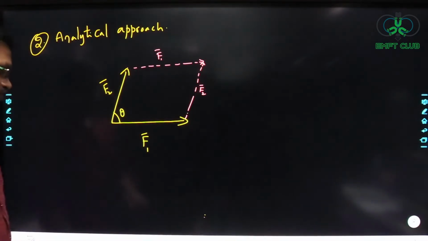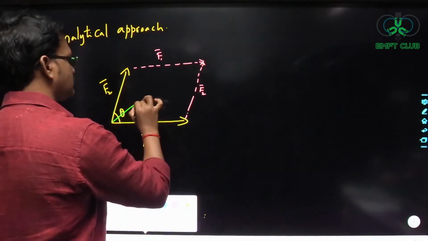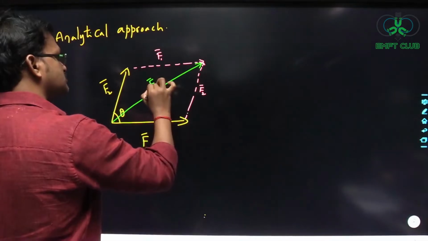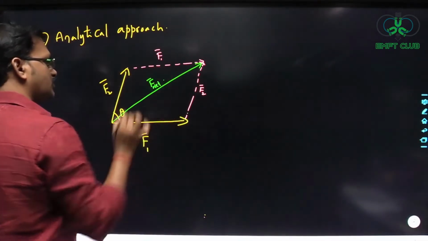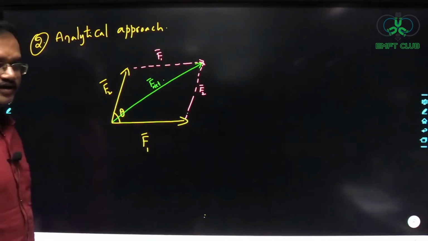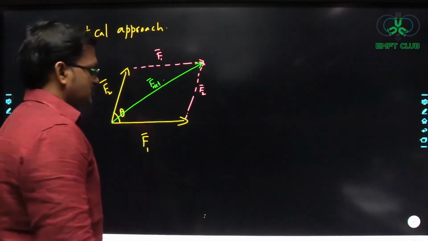Okay, so the resultant force will be like this. This is the resultant force, or I can say this is the net force. Net force, or resultant force, is going to act in this direction, right? Okay. Yeah. So now see here.